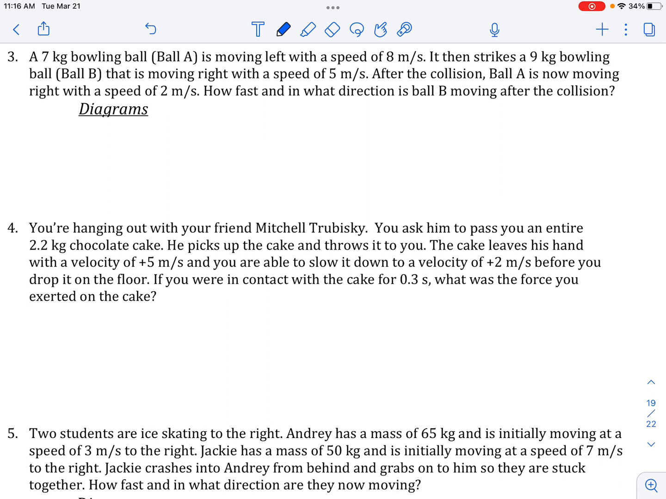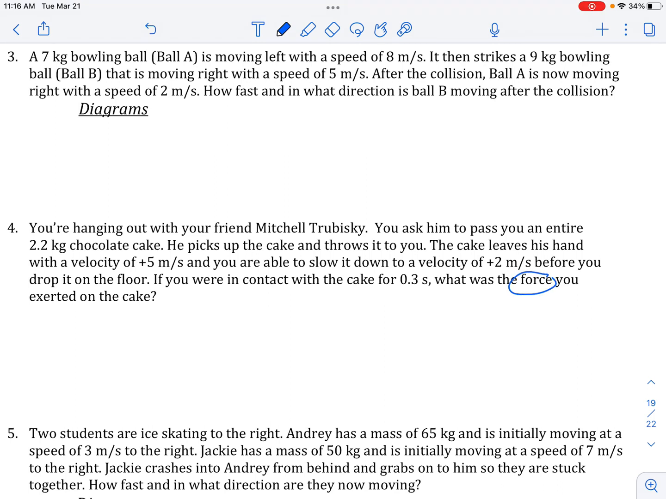He picks up the cake, throws it to you. The cake leaves his hand with a velocity of positive 5 meters per second. You're able to slow it down to a velocity of positive 2 meters per second before you drop it on the floor. If you were in contact with the cake for 0.3 seconds, what was the force you exerted on the cake?